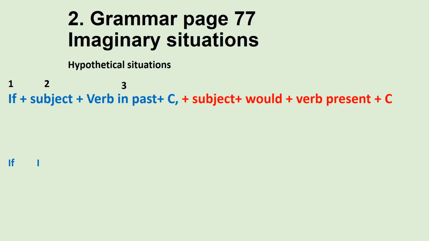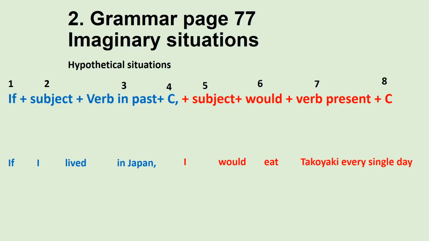Now we need a verb in past. In this case is lived. Now we need a complement. In this case, it could be in Japan. Then we continue with another subject, that in this case is I. Now we continue with would. Now we continue with a verb in present. In this case is eat. And finally, the complement. In this case is takoyaki every single day.